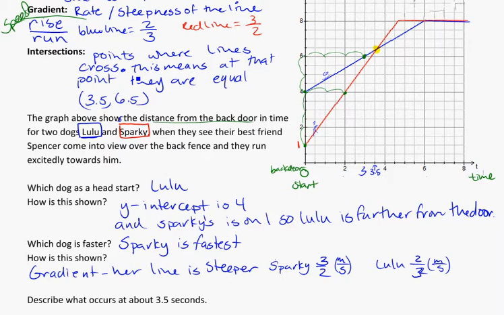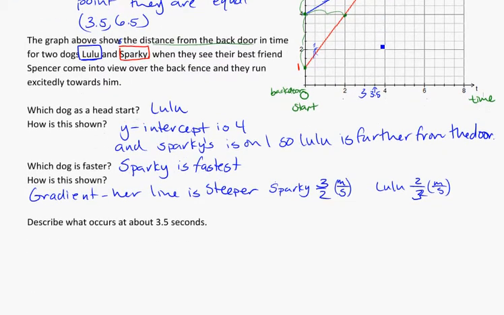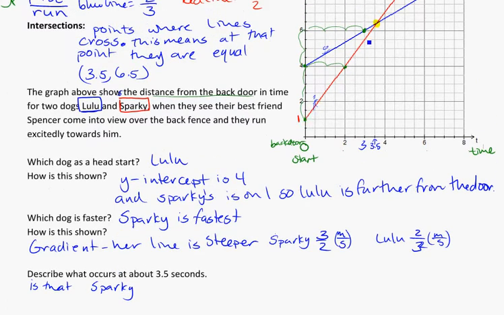And at the point where Lulu and Sparky's lines cross, what do they have that's the exact same? They've got the exact same distance. So describing what occurs at about 3.5 seconds is that Sparky, who's been running from behind, catches up to Lulu. Sparky catches Lulu and passes her at about 3.5 seconds.